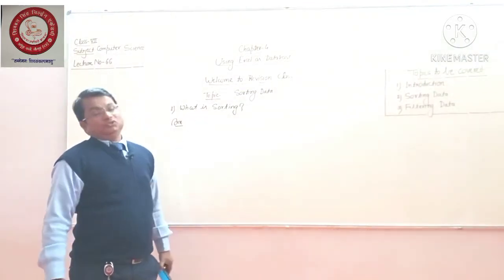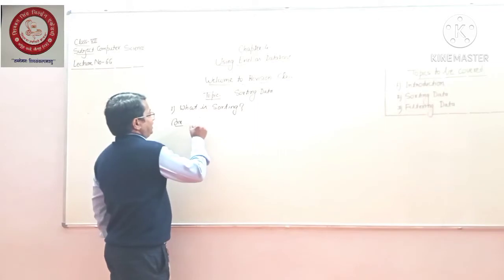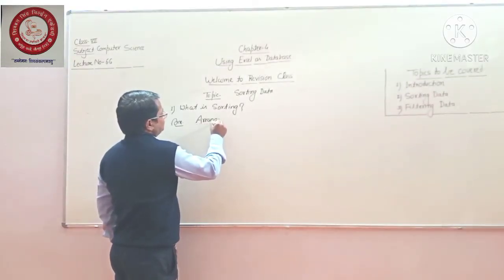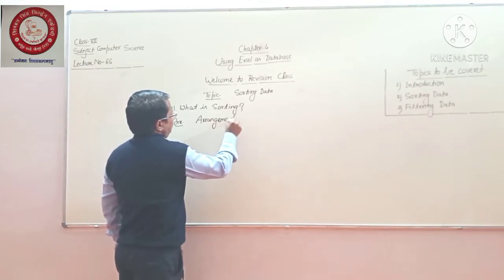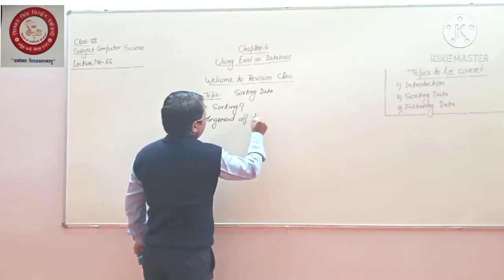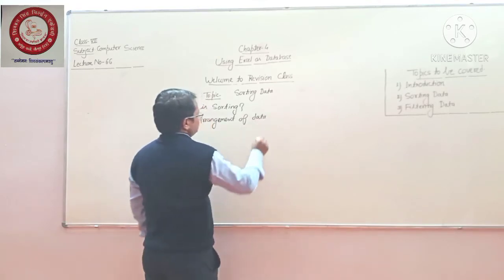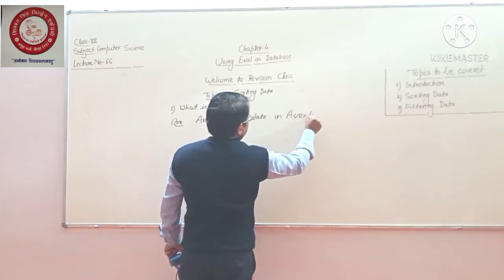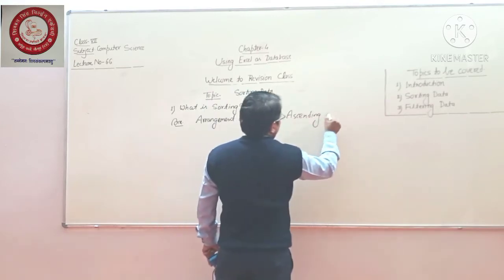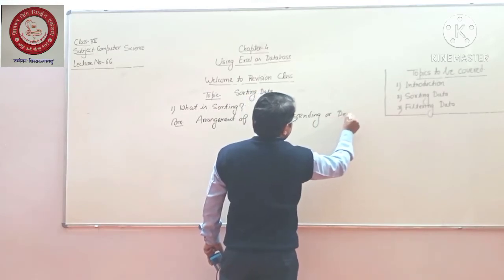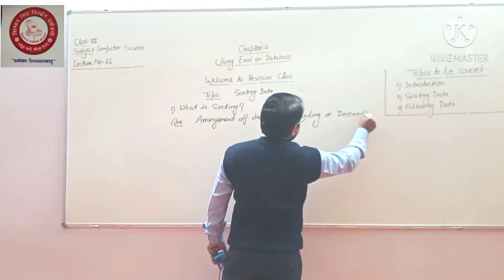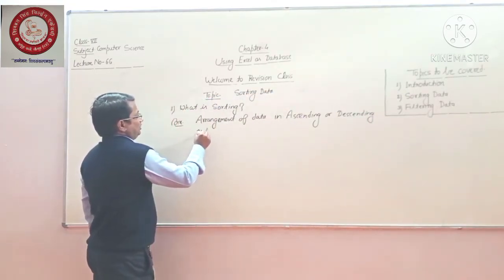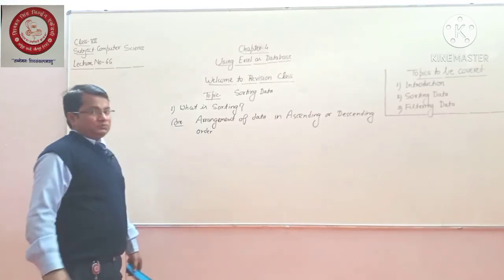So sorting is nothing but a kind of arrangement. It means we are going to arrange data in ascending or descending order. Ascending or descending order. Okay, this is called sorting.